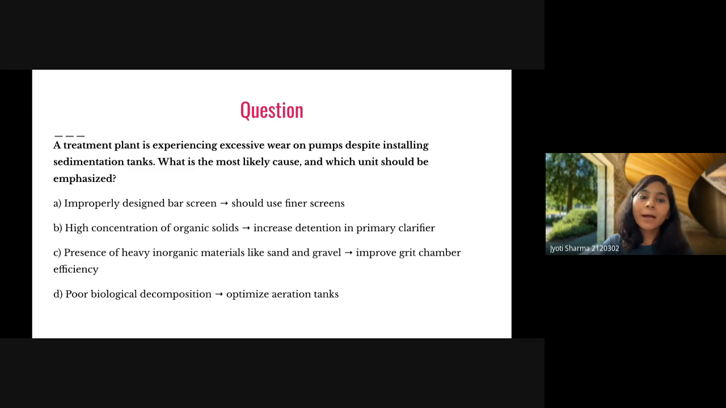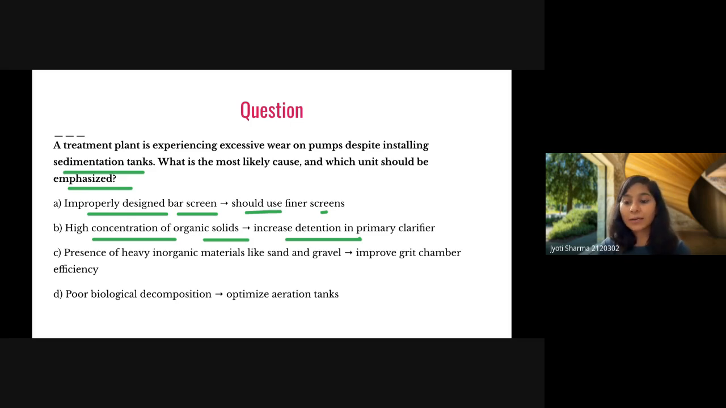Okay, a treatment plant is experiencing heavy wear on pumps despite installing a sedimentation tank. What is the most likely cause, and which unit should be emphasized? Improperly designed bar screen, should use finer screen. High concentration of organic solids, increased detention in primary clarifier. Presence of heavy inorganic material like sand and gravel, improve grit chamber efficiency. Poor biological decomposition, optimize aeration tank.